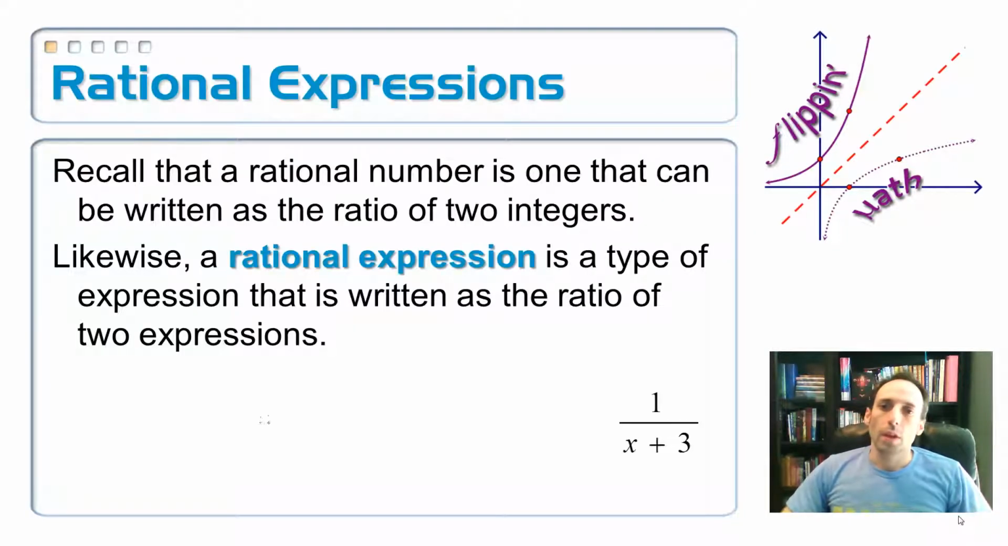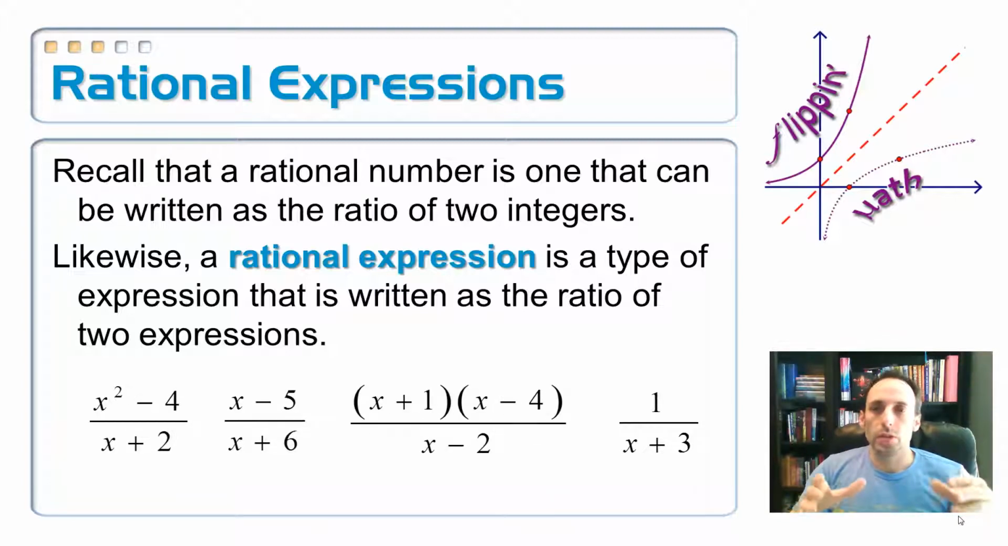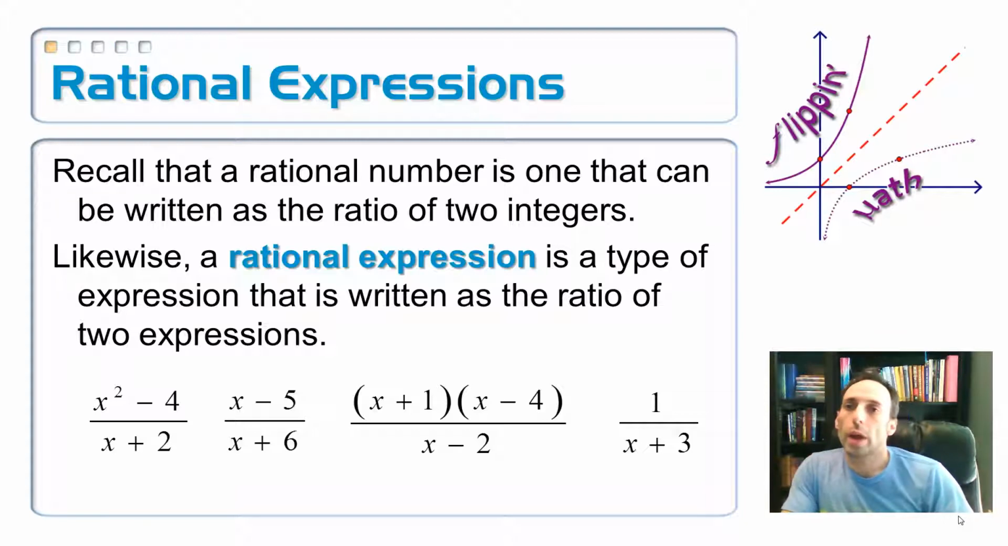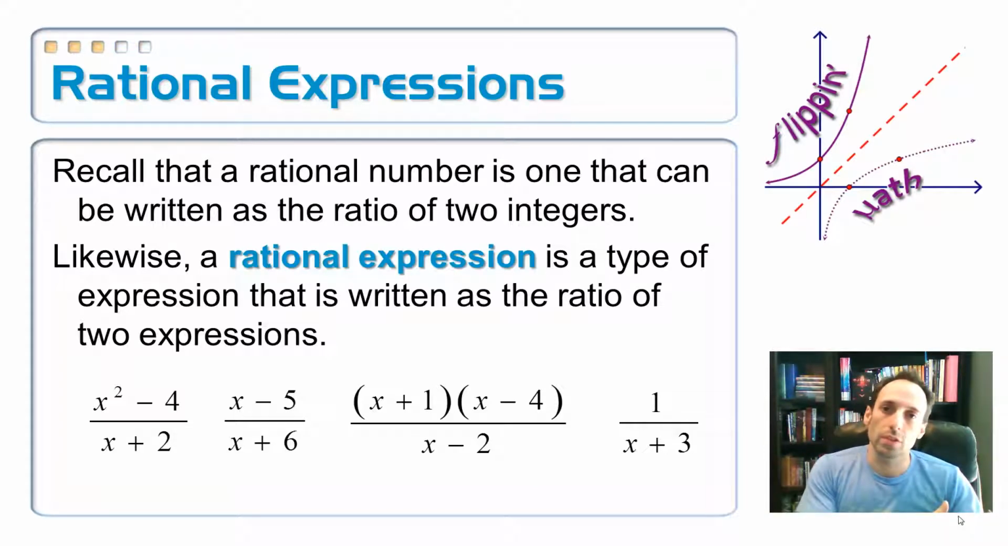Okay, so a rational number looks like a fraction. It's a ratio of two integers. So a rational expression is a ratio of two algebraic expressions. I've got a whole bunch of them down there at the bottom. You've got x squared minus 4 over x plus 2. There's a rational expression. At the end, 1 divided by x plus 3. There's a rational expression. And that's what we're going to be working with for the rest of this unit.